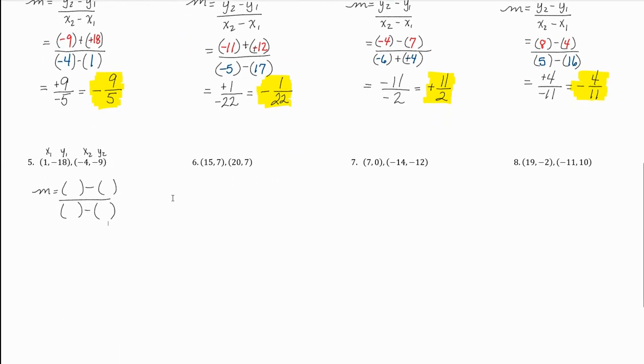So here we go. In our numerator, y sub 2 is a negative 9. y sub 1 is a negative 18. Now we have x sub 2 is a negative 4. And x sub 1 is 1.